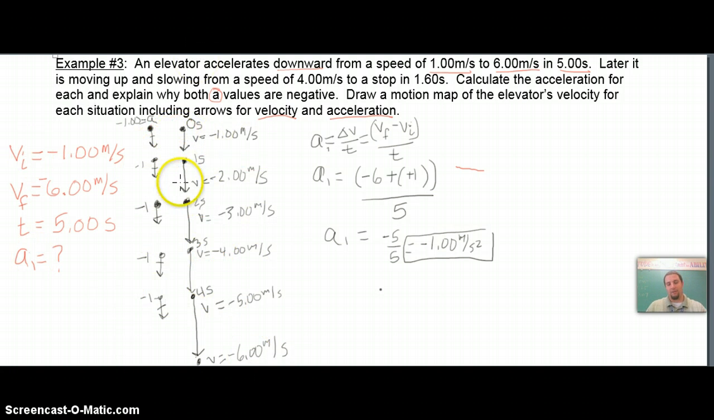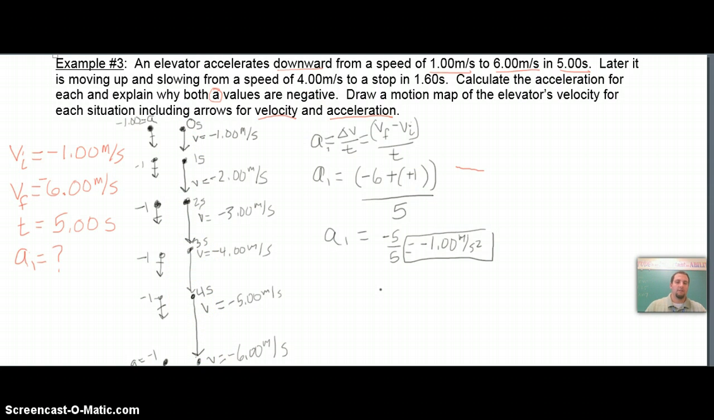I know these motion maps can get a little complicated and a little messy. Just try to line them up as best as possible. I have to still include my acceleration right here because it's still accelerating. So my a equals -1 here. But this arrow right here extends downward longer than this arrow right here because if you look at it, its speed's increasing every second in time.